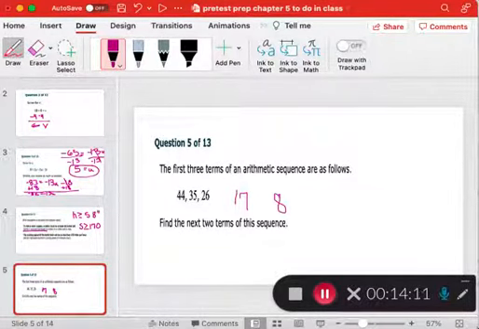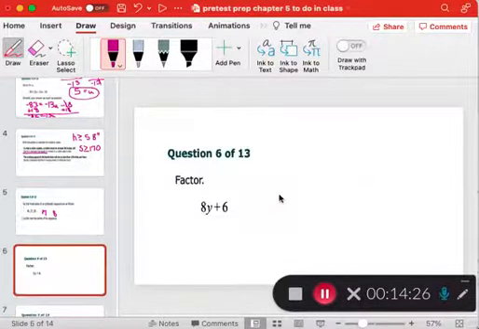Subtracting 9. I didn't do any actual math. I just went down one in the tens place and up one in the ones place. Okay. Does anybody have any problem with that, or would you be able to do the same thing? Yeah. Okay, good. All right, next one.